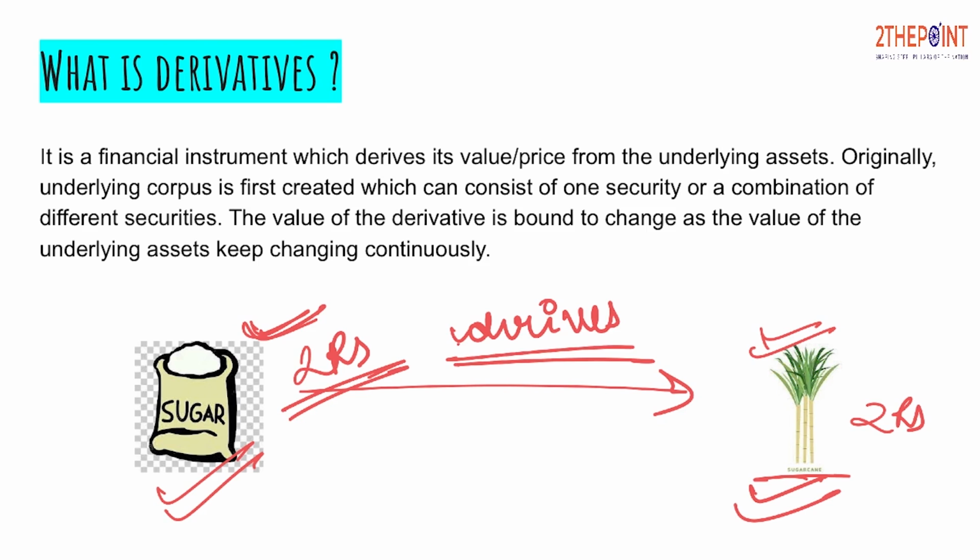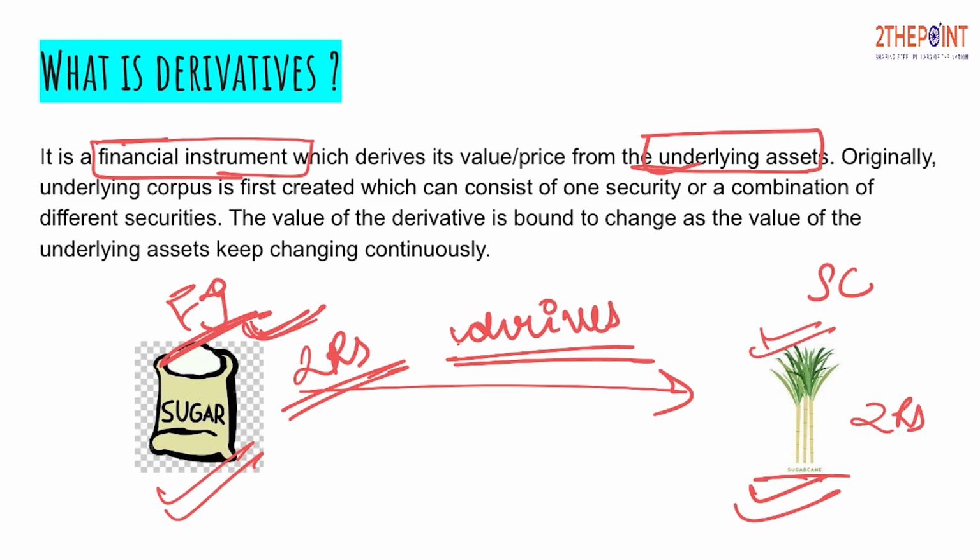So is the case of derivatives. Derivatives is a financial instrument. In this case, this product is deriving its price from sugar cane. So derivatives is a financial instrument, and this financial instrument derives its price from the underlying asset. Let's suppose we assume sugar is the financial instrument and the underlying asset is sugar cane. Now this financial instrument is deriving its price from the underlying asset, which is sugar cane.